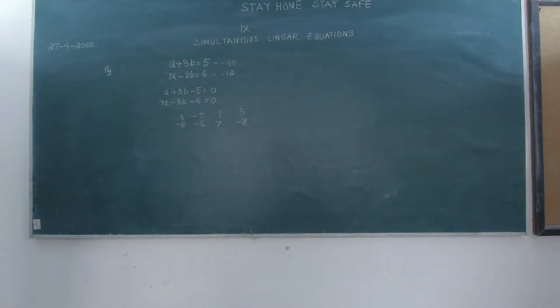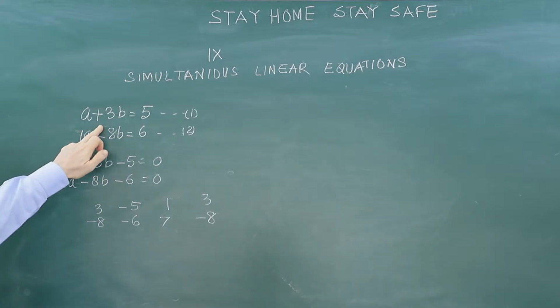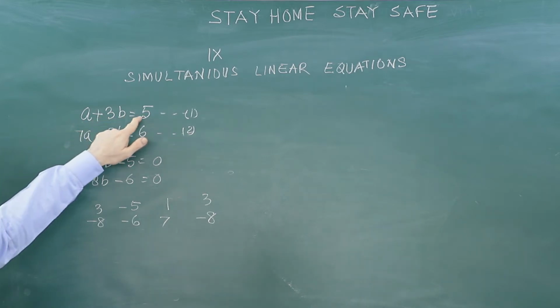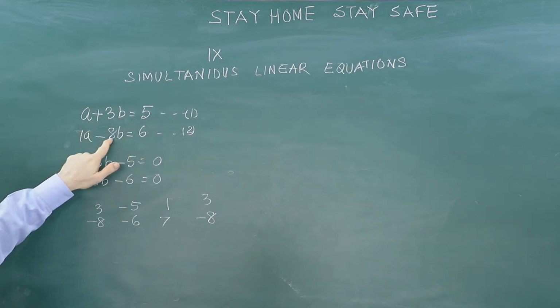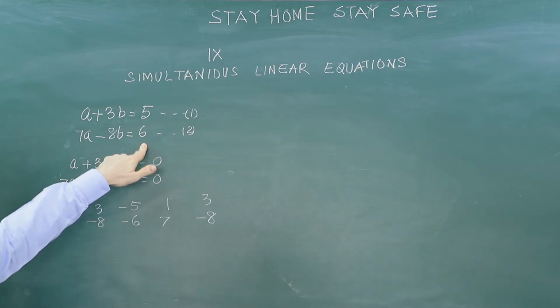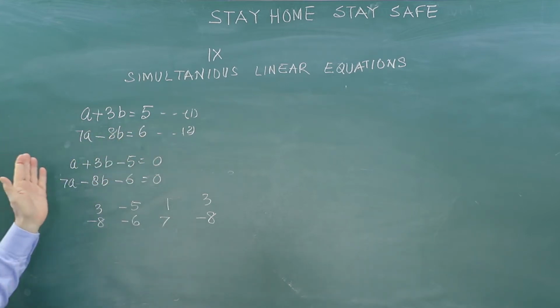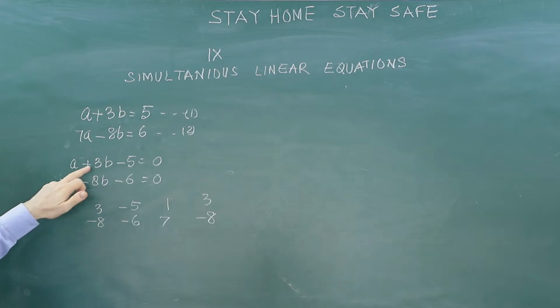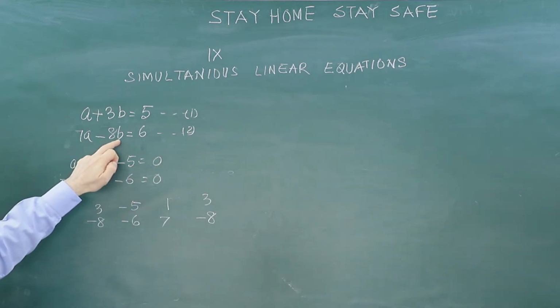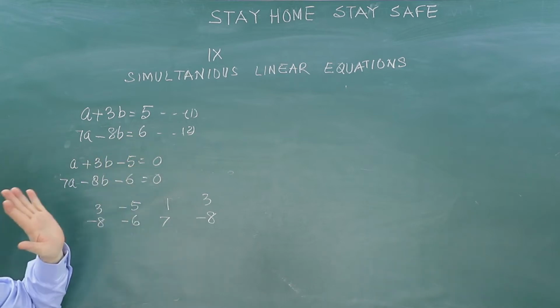Okay, this question of simultaneous equations we are going to do with the method of cross multiplication. a plus 3b is equal to 5, 7a minus 8b is equal to 6. In the cross multiplication method we told you that we must bring all the terms to the left hand side. So a plus 3b minus 5 is equal to 0, then 7a minus 8b minus 6 is equal to 0.